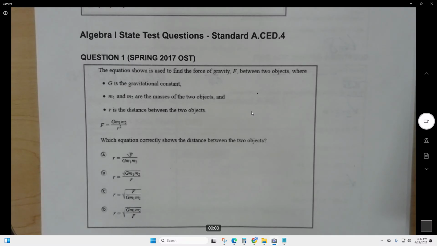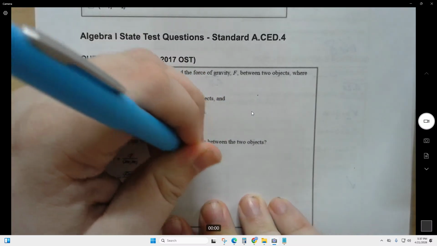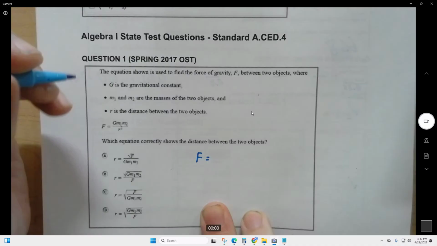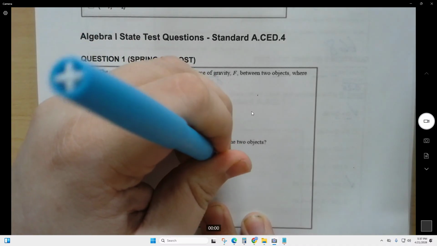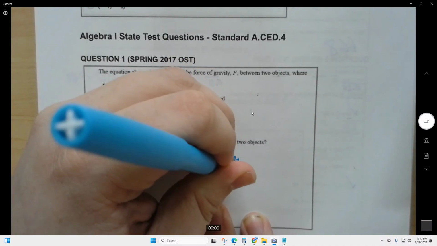So all this is asking you to do is rearrange this formula. These are called literal equations. Okay, it's asking you to rearrange the formula. Instead of solving for F, you want to solve for R. So first thing we have to do, we have F equals G times M1 M2 over R squared.